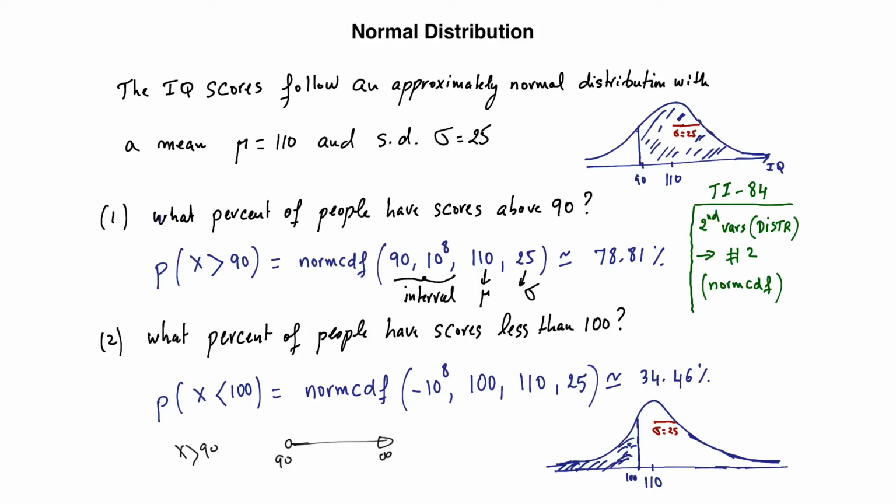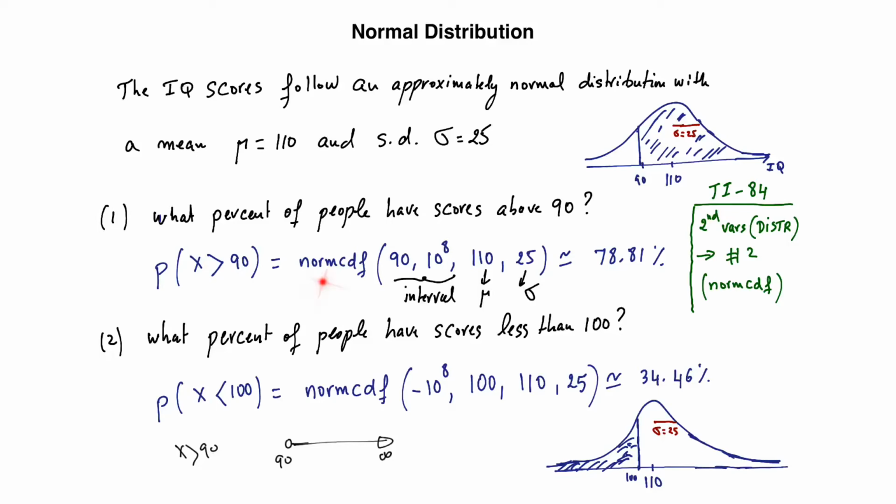The problem, of course, is that the TI does not take infinity. So you just have to write 90 all the way to some giant, large number. I wrote 100 million. Feel free to write 1,000 or 2,000 or 100,000, I don't care. I use exponents so I don't have to write too many zeros. And you do norm CDF of my interval, mu, sigma, and that should give me that area. We knew it's going to be more than 50% because 50% represents 110 score or more. 110 is the median or the mean. They're both the same. So we knew it's going to be more than 50%. Turned out to be 78.81%.